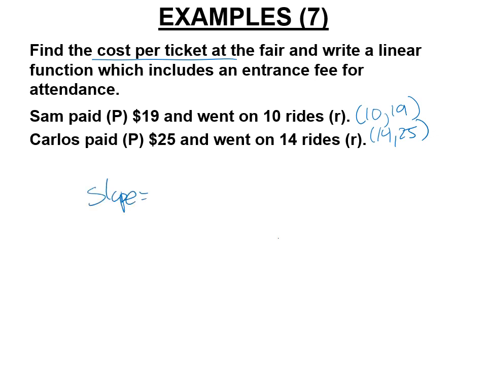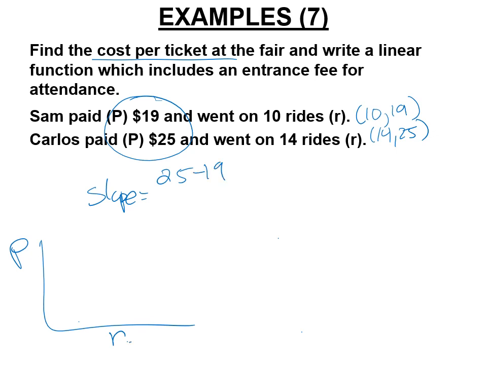So we're going to subtract, right? These are our y's, because if you graph this, the p's would go here. Whoops. Oh, I said paid. Instead of cost, I used cost in other ones. And R would go down here though. 25 minus 19 are our y's. 14 minus 10 are our x's. 25 minus 19 is 6. 14 minus 10 is 4.